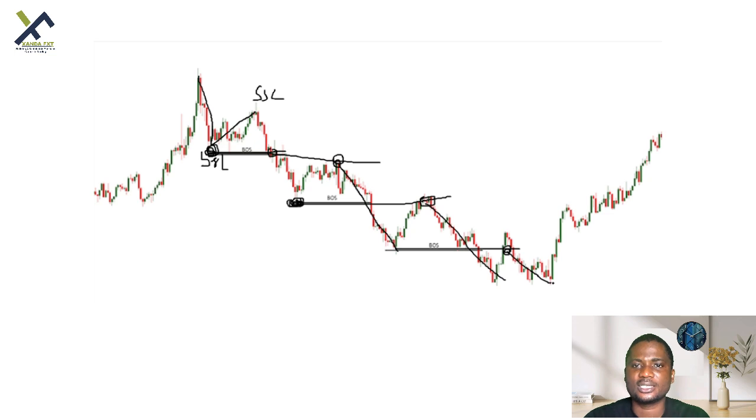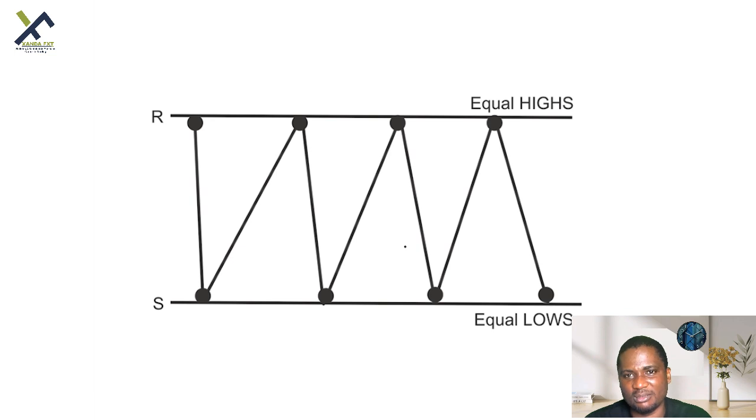Now let's look at where to enter my trade when the market is ranging. How do I know that the market is ranging? When the highs of the market are respecting a particular resistance level and the lows of that market also are respecting a particular support level, that market is in a ranging trend. So where do I put my entry on a ranging market?